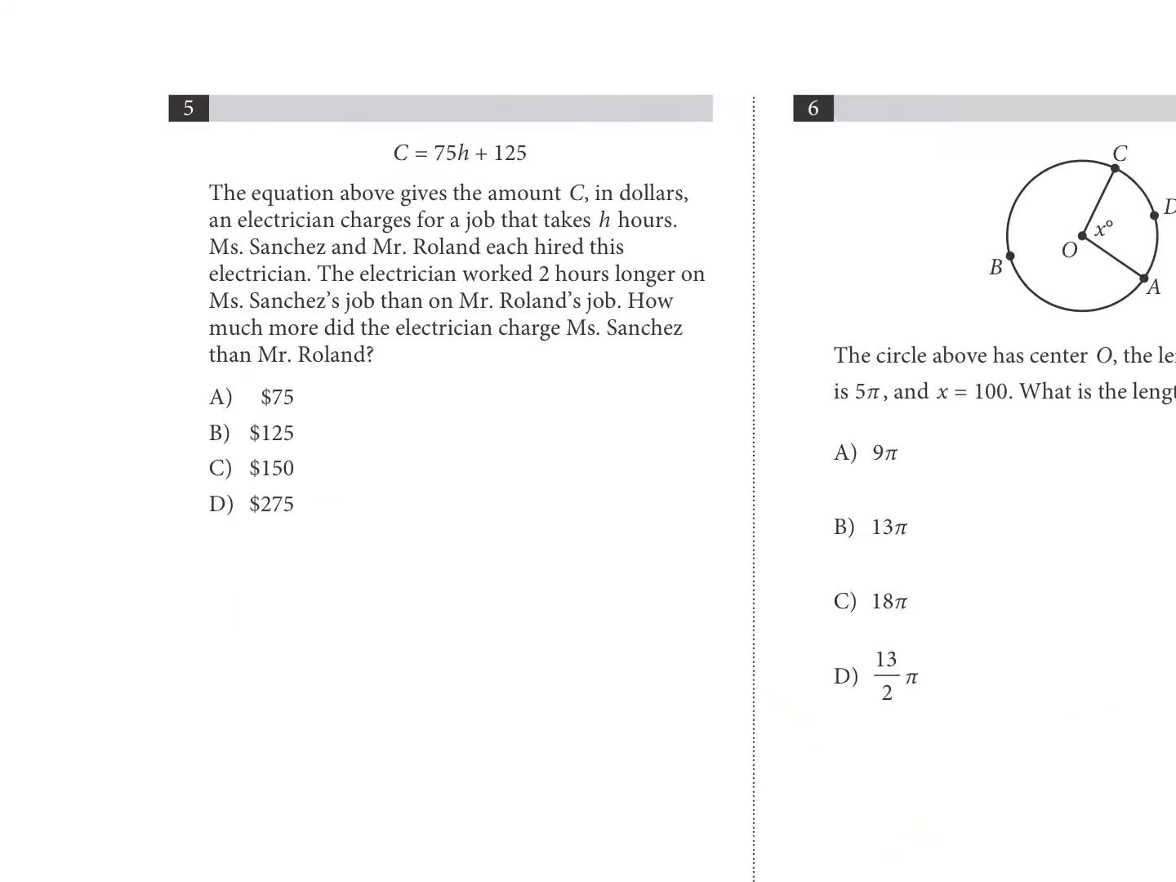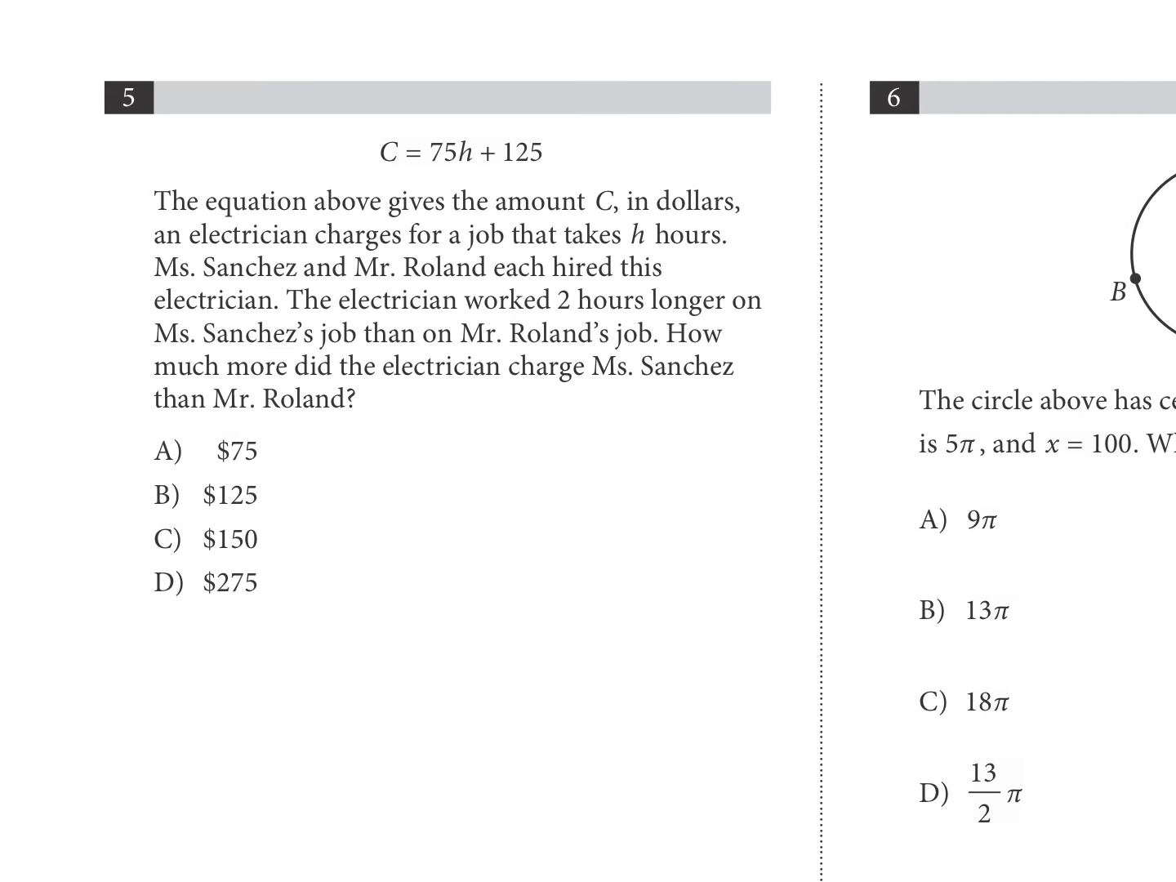So on to number 5. We got this equation, C equals 75H plus 125, so let's read and see what that means. The equation above gives the amount C in dollars an electrician charges for a job that takes H hours. Ms. Sanchez and Mr. Rowland each hired this electrician. The electrician worked 2 hours longer on Ms. Sanchez's job than on Mr. Rowland's job. How much more did the electrician charge Ms. Sanchez than Mr. Rowland?